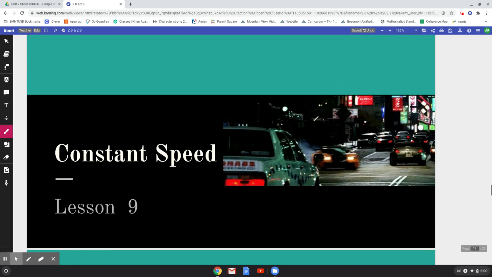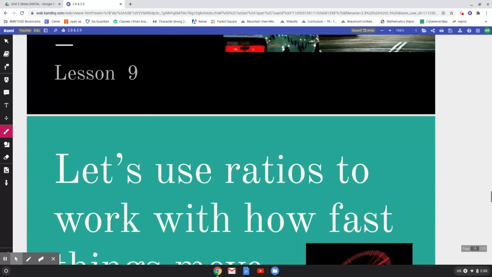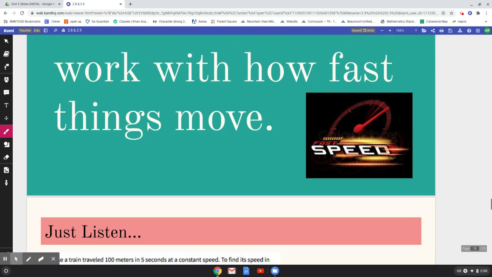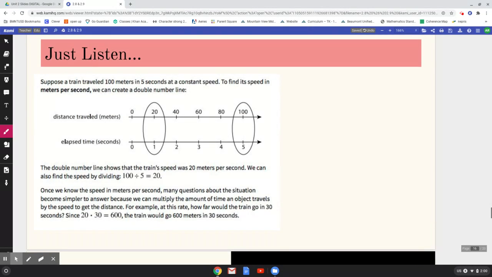So now we're going to talk about speed. We're on lesson 9. It says, let's use ratios to work with how fast things move. So it says, suppose a train is traveling 100 meters in 5 seconds at a constant speed. To find its speed in meters per second, we can create a double number line. So this 100 in 5 seconds, if you were to divide those, you would get 20. And that 20 tells us 1 second how far it goes. Okay, so the double number line shows that the train speed is 20 meters per second.